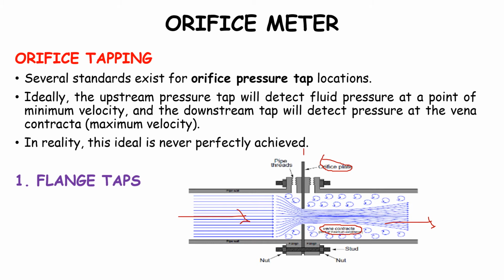Most other tap configurations require drilling into the pipe after installation, which is not only labor intensive but also possibly weakens the pipe at the locations of the tap holes. Flange taps are predominantly used for pipe sizes of 50 millimeter and larger, and certain lines at 25 millimeter. They cannot be used for pipe sizes smaller than 35 millimeter in diameter, since the vena contracta may be closer than 25 mm from the orifice plate.